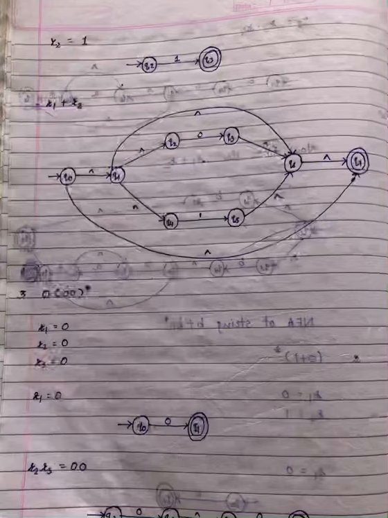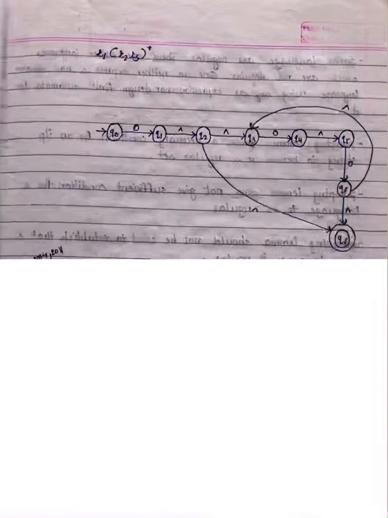Now the third example is 0 bracket 00 whole star. Here R1 is 0, R2 is 0, and R3 is also 0. The simple diagram of R1 is shown, then R2 is shown. Two zeros are there, so we have taken a null between them. By combining R1 into R2 R3 whole star, the following diagram is shown over here, that is, combining R1 bracket R2 R3 whole star.